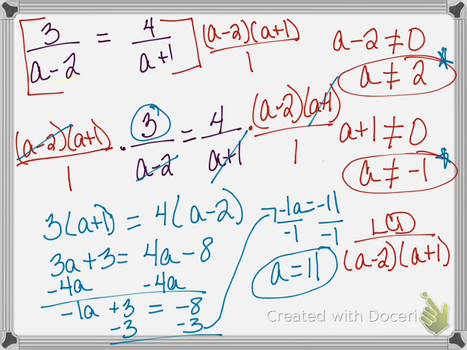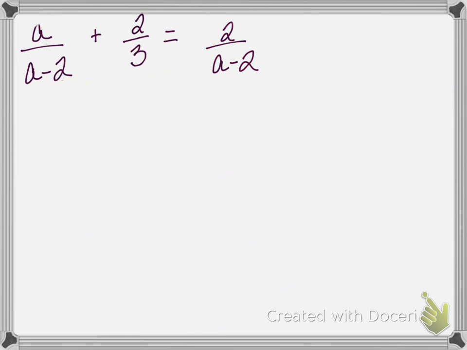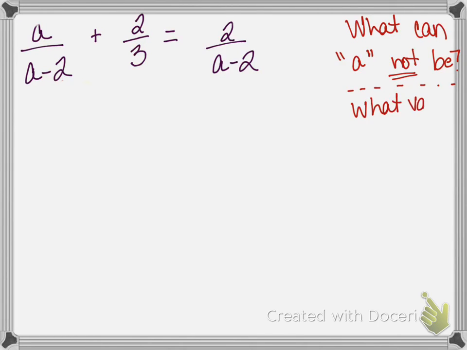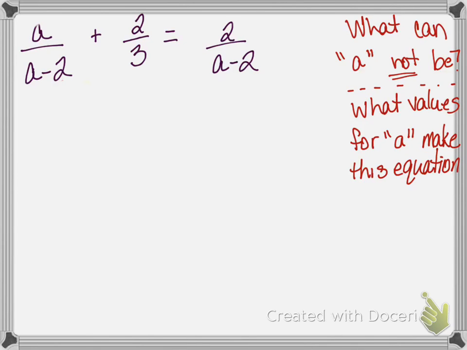Okay. Now, for our next one, I want you to tell me my undefined values. What can A not be? Or another way to think of that is, what values for A make this equation undefined?